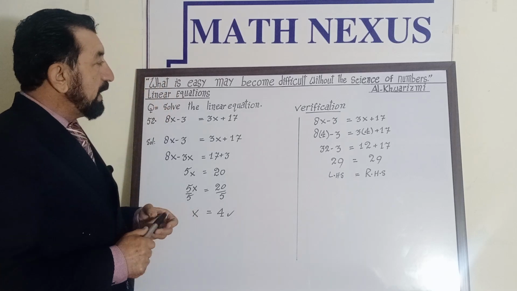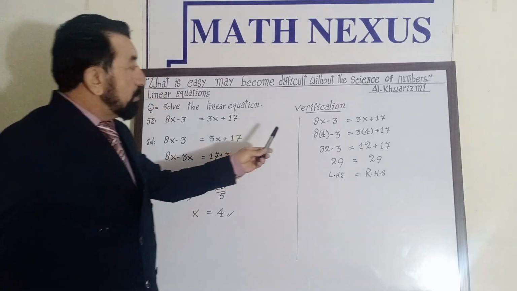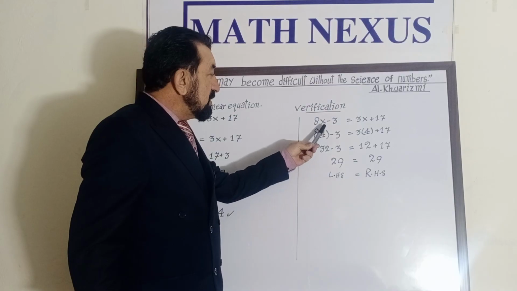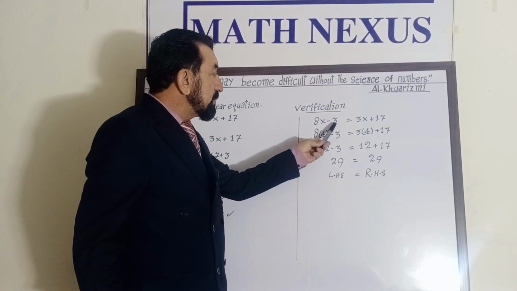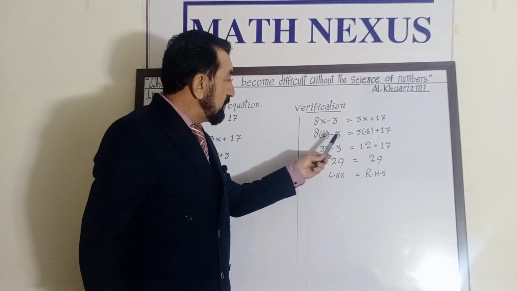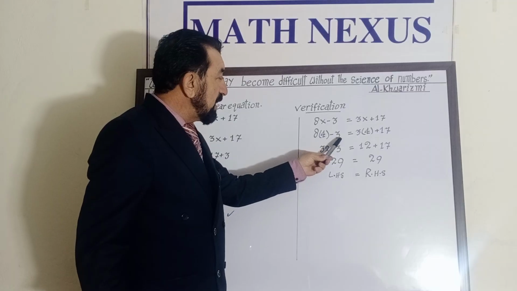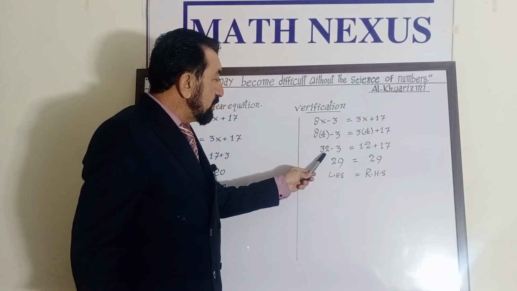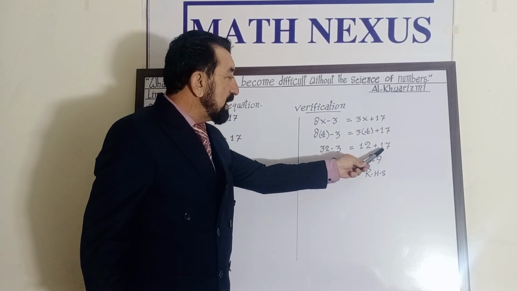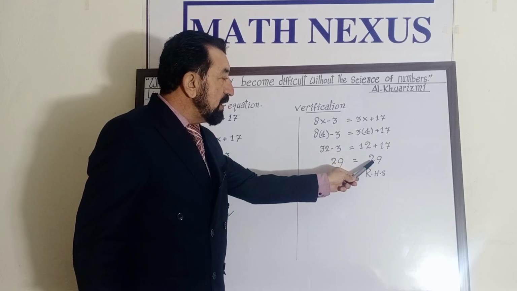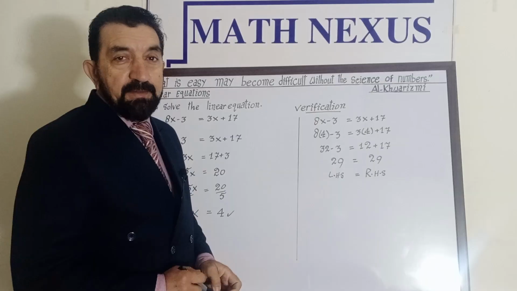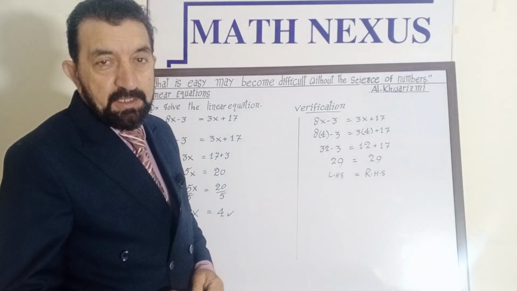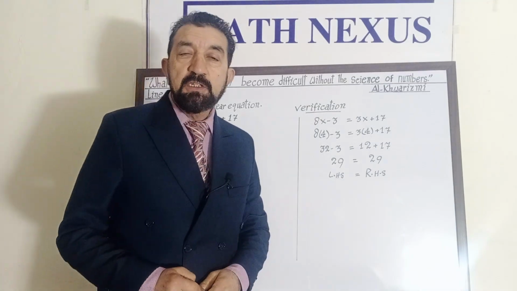Now to verify, putting the value of x in this linear equation, 8x minus 3 equal to 3x plus 17, 8 into 4 minus 3 equal to 3 into 4 plus 17, 32 minus 3 equal to 12 plus 17, 29 equal to 29. Left hand side is equal to right hand side. It means that the answer of the question is correct.